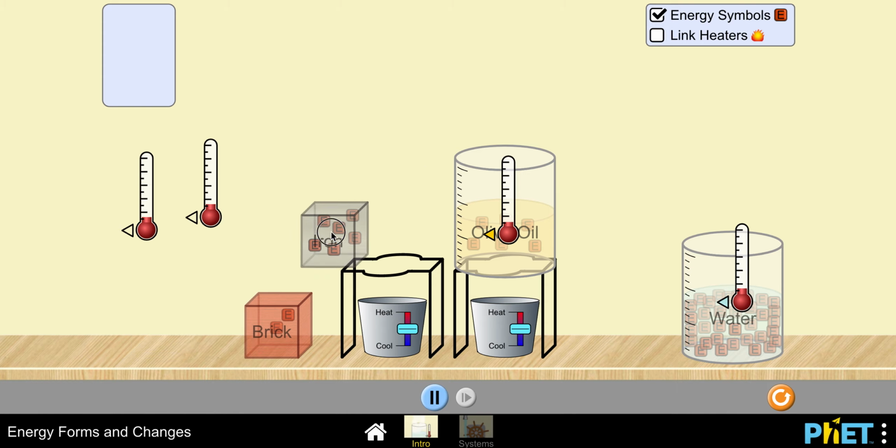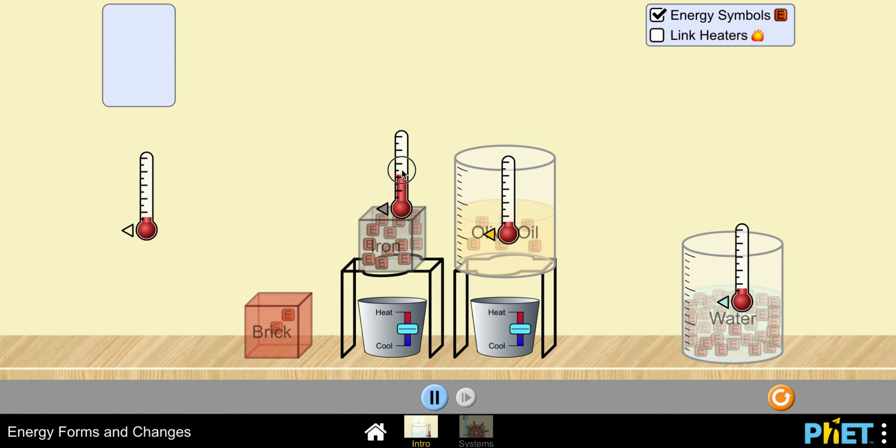So let's get this iron really hot. We're going to add some thermal energy here, and we can see what happens. We're going to put a bunch of thermal energy in here. Let's see what temperature we're at. Let's get it to go up, up, up.